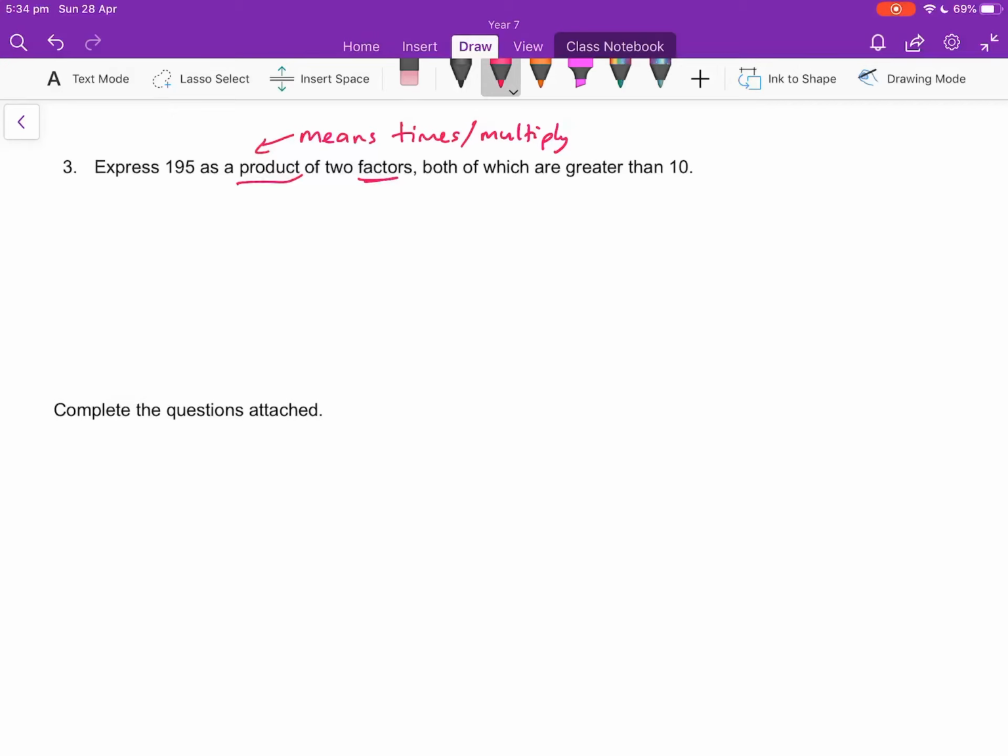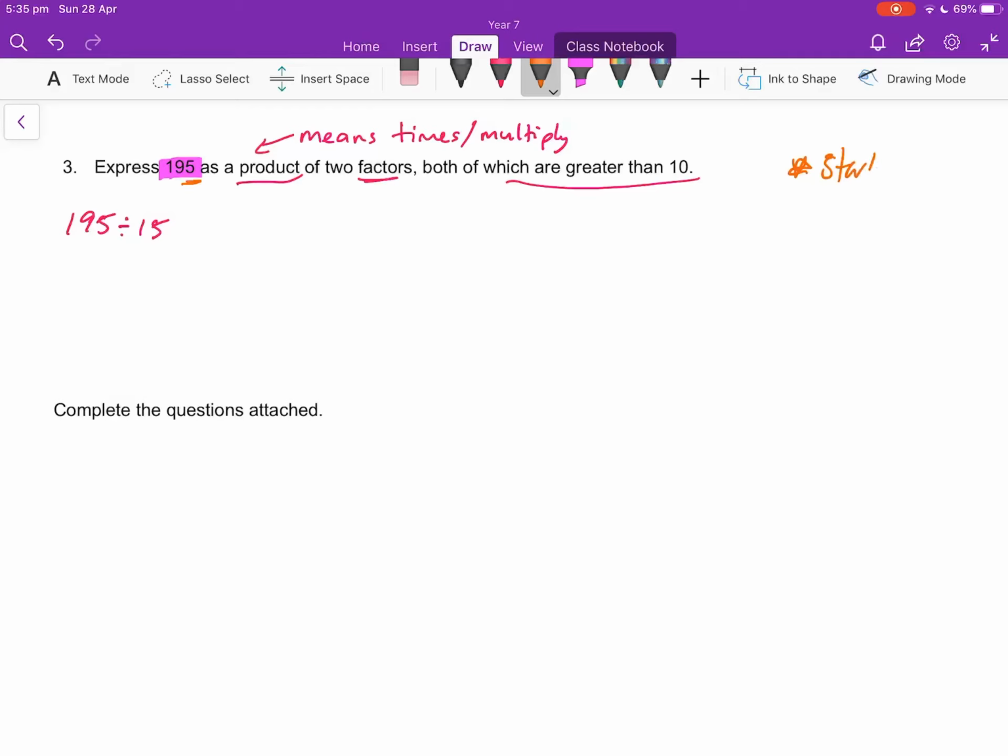Now, if we look at this number here, we've got 195. 195 ends in a 5. Alright, so we can look at a number which is greater than 10, because that's what our question is asking. Greater than 10 that ends in 5, because that's a really good starting point. If something ends in 5, it can be divided by something else that ends in 5. That's just the nature of that particular number. So I'm going to start by dividing by 15. So I'm going to go 195 divided by 15.